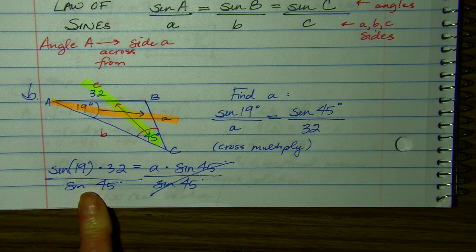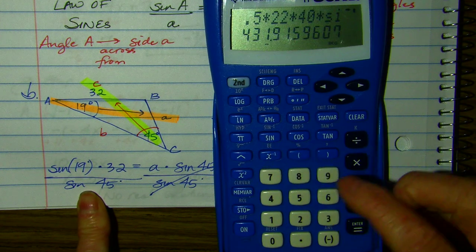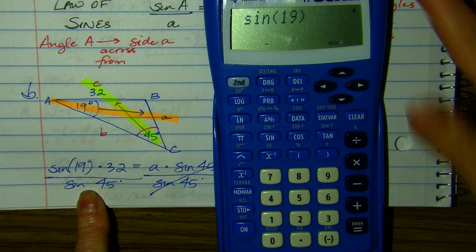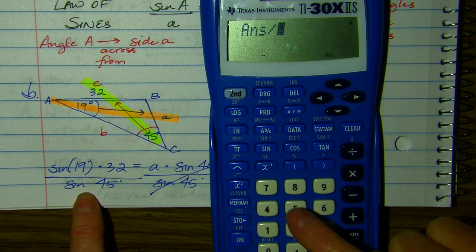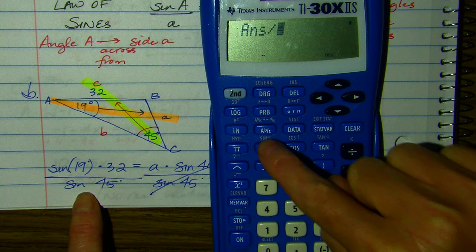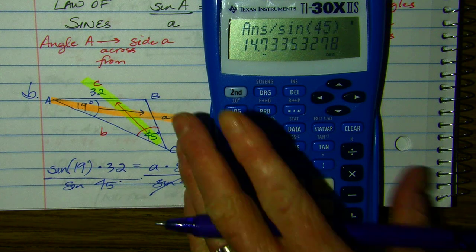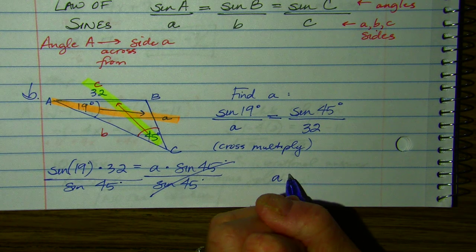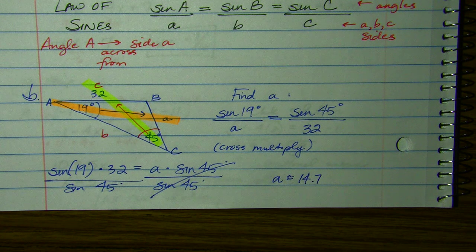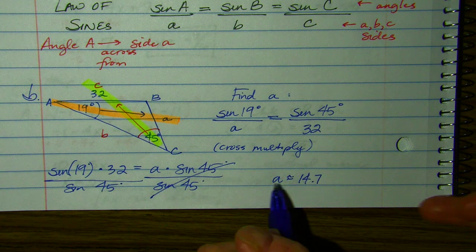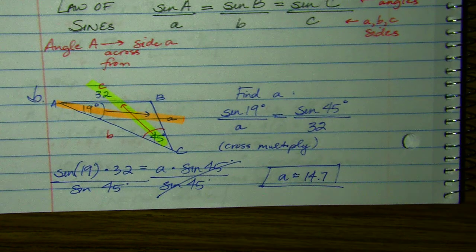So I'm going to enter all of this. The sine of 19, close it out, times 32, hit enter, and I'm going to divide that by the sine of 45, and I get that a equals approximately 14.7 because I am rounding. And so that's it. Moving on, they're going to have us solve all throughout, so I'm just moving through the lesson practice.